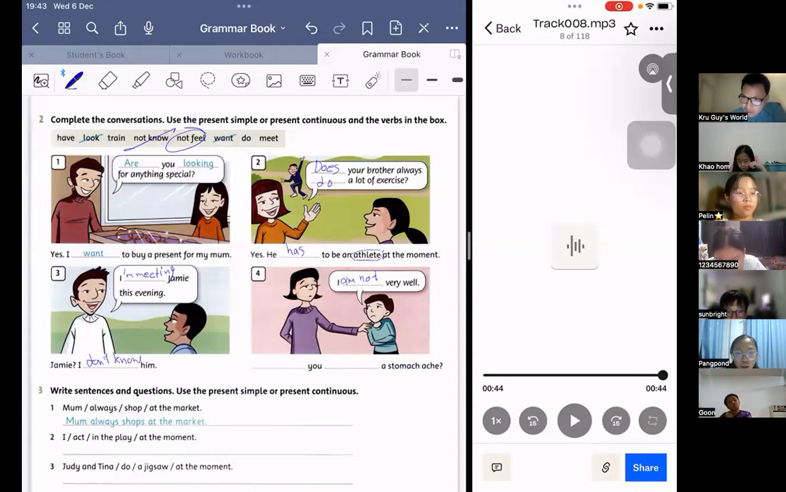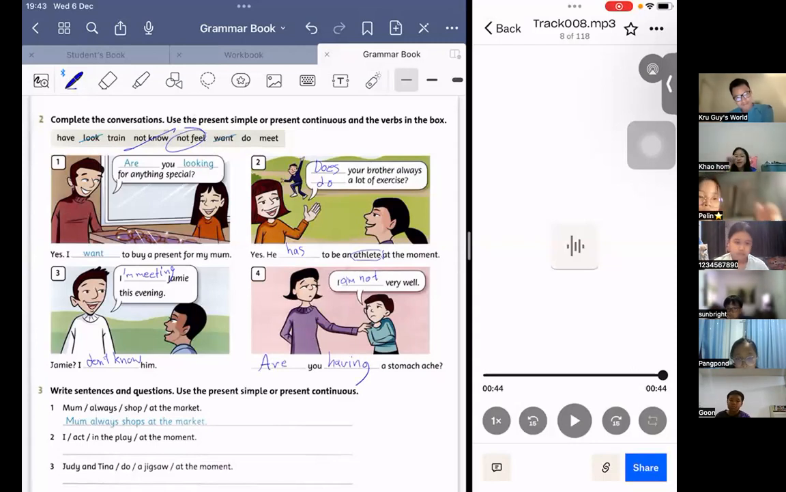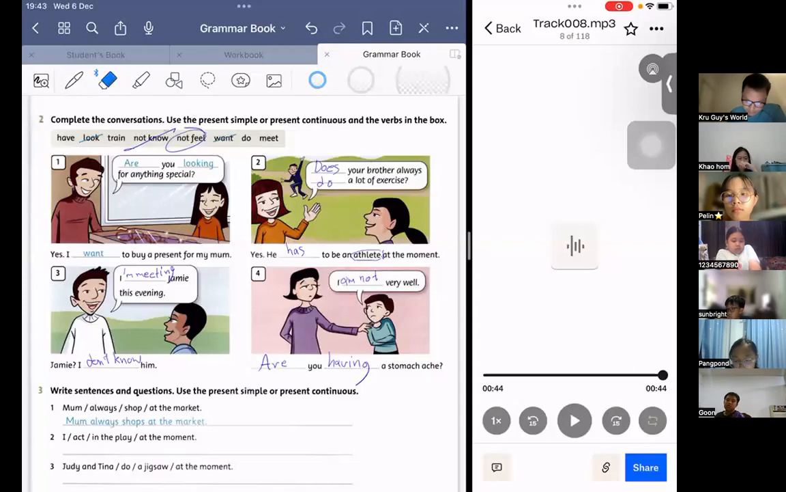Okay, what is the question? Are you having a stomach ache? Okay, are you having a stomach ache? I think number two is not correct. So we're going to fit this together. Okay, "do" is correct, right? Does your brother, okay.